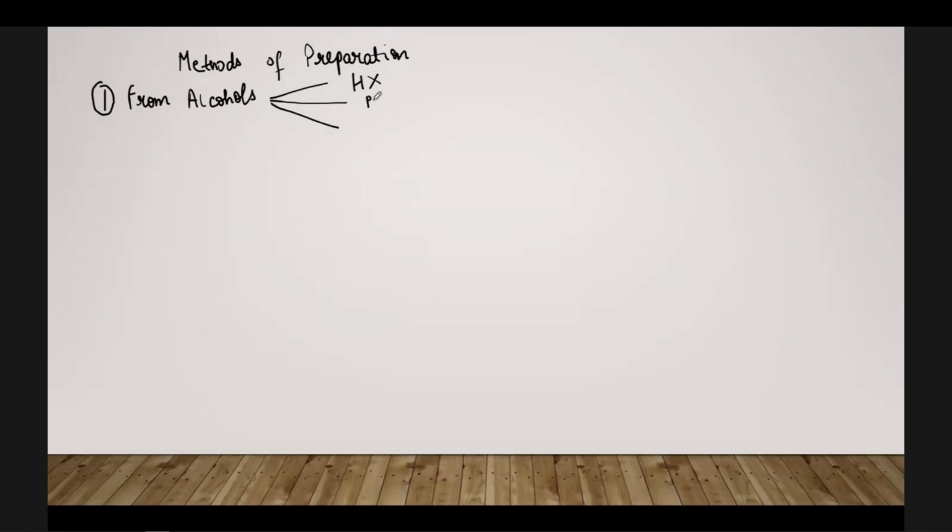It can either be the trihalide or the pentahalide. So this is phosphorus trihalide and pentahalide, PX3 and PX5. Okay. And then the third way is thionyl chloride. The formula for thionyl chloride is SOCl2. Okay, so there are three ways.